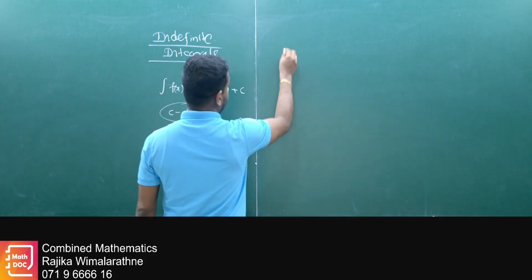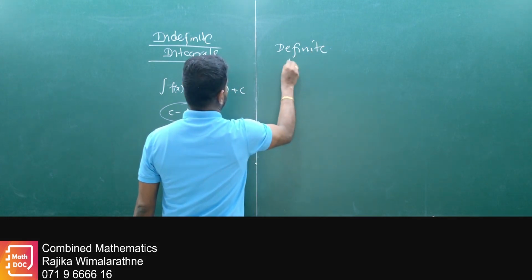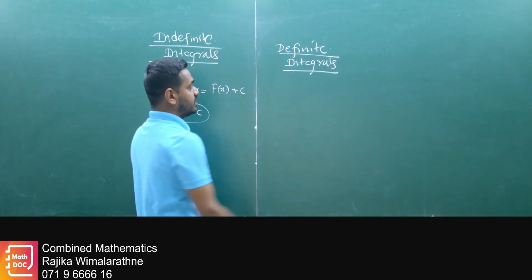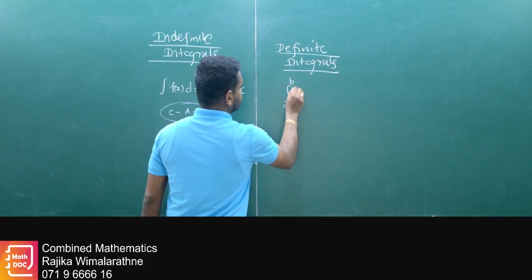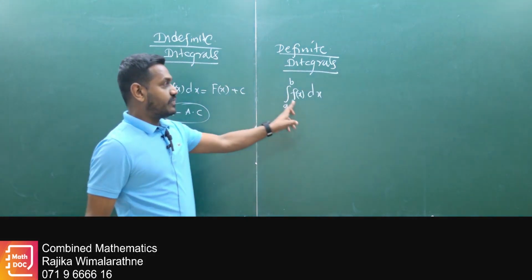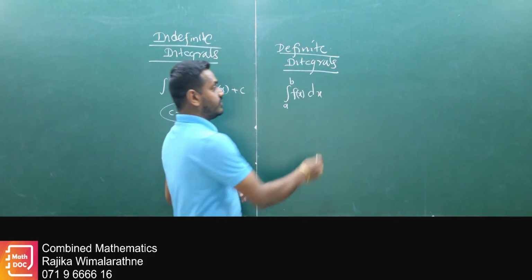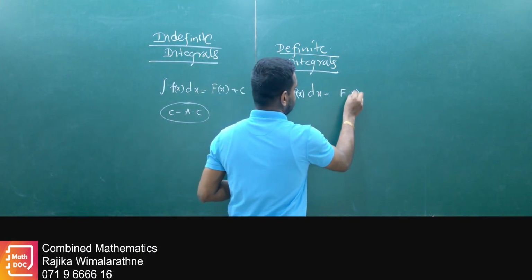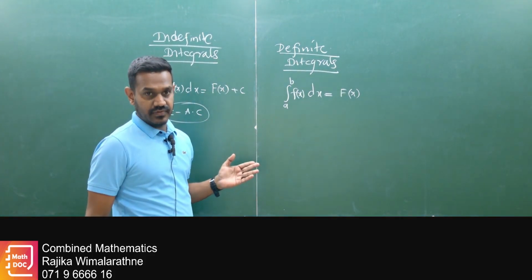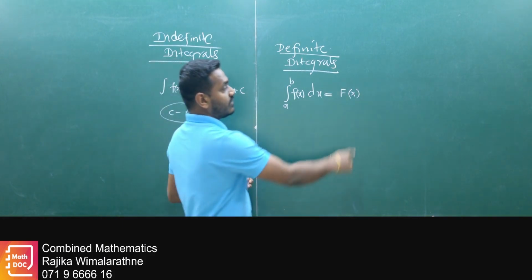Then the definite integral's specialty. Definite integrals, now integral like this, a to b f(x) dx. Then usually the f(x) integral we denote by capital F(x), no? Then the same result we get, capital F(x). Here this is called a definite integral, but we don't use the arbitrary constant. You just forget it.